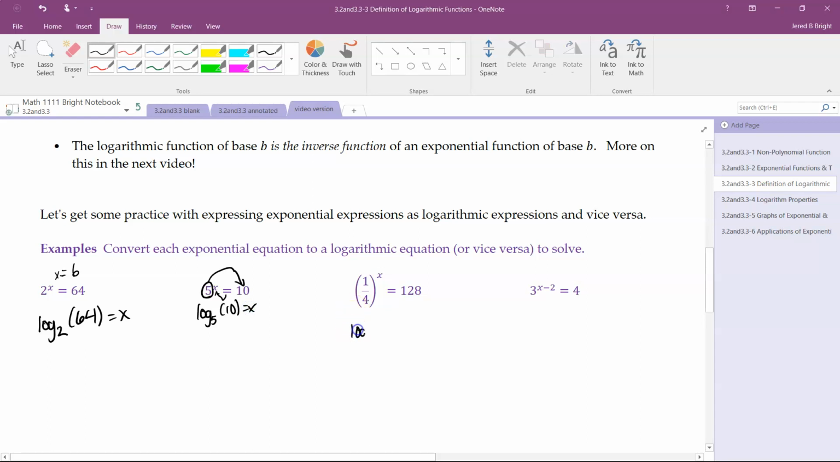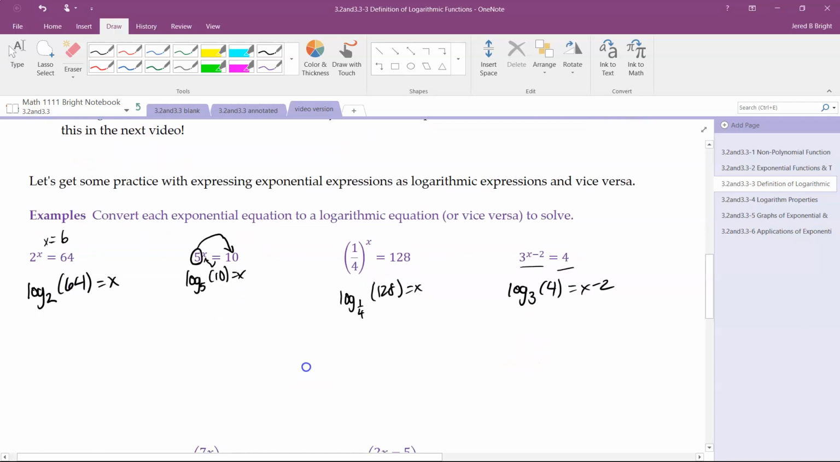Next one, log base 1/4, and yeah, we can have a base that's a fraction, it just can't be 1, of 128 is equal to x. And again, this is one that you could solve. And now here, this is the problem that we started with, we'd have log base 3 of 4 is equal to x minus 2, and then add 2, and boom, you're done. And granted, you got to figure out how to evaluate that.